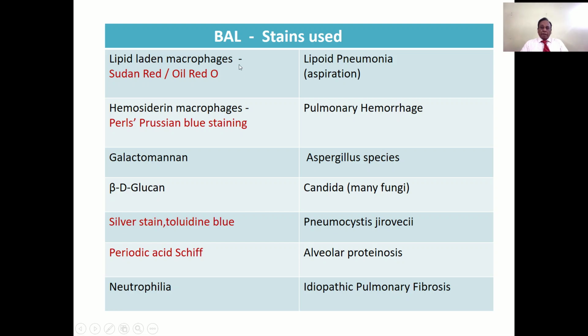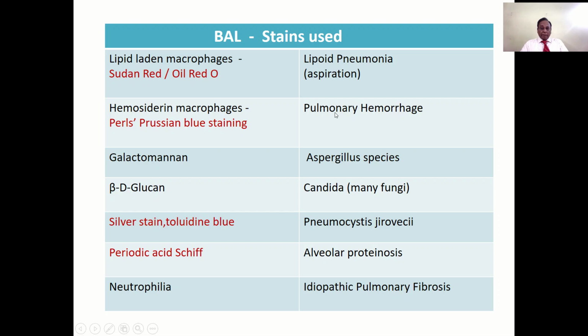So knowledge about the stains is very important. Even if you do a BAL, you have to communicate with the pathologist what you want. Sometimes the names are changing. Some people use Sudan red, or some people use oil red. So if you want to confirm lipid pneumonia, you ask them to go for oil red. The old terminology is Sudan red.